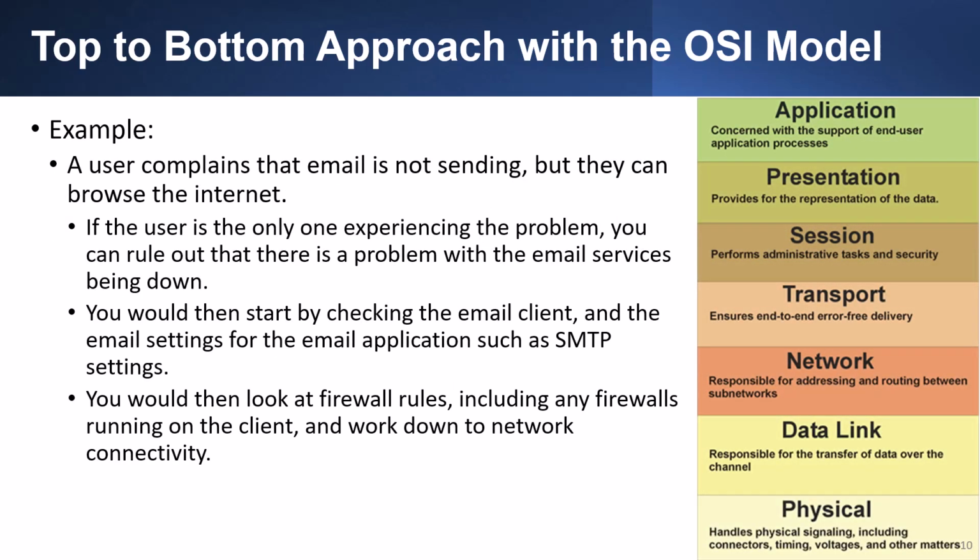For example, a user complains that email is not sending, but they can browse the internet. If the user is the only one experiencing the problem, you can rule out that there's a problem with the email services being down. You'll then start by checking the email client and the email settings for the email application, such as SMTP settings. You'll then look at the firewall rules, including any firewalls running on the client, and work down to network connectivity.